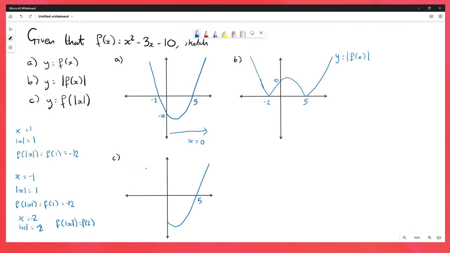Oops, let's try that again. The same shape as this, reflected. And this is why doing graphs in pencil is important. That'll do. So this is y equals the f of the modulus of x.